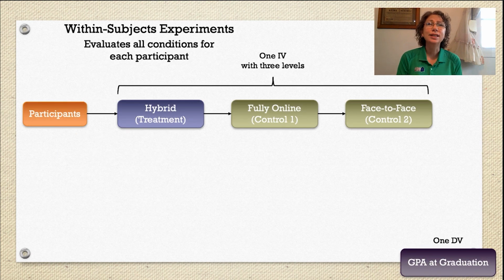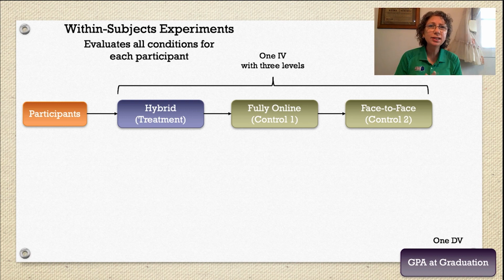Let's look at within subjects experiments. Again, this one is different. It's where the participant sees all of the conditions. Now, why would we do that, right? Well, remember in the between subjects design, we want the participants to be somewhat similar in each group. We don't want all of the participants who just like hybrid in the hybrid group. We want everyone spread out because we want those individual differences to be similar in each of those independent groups.